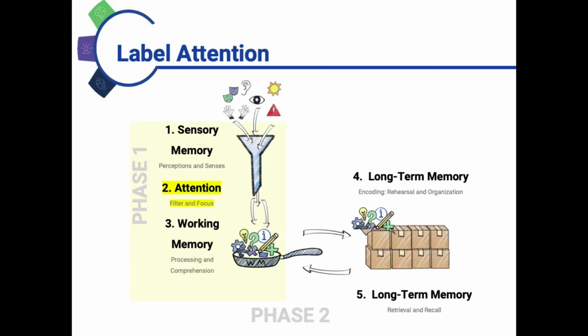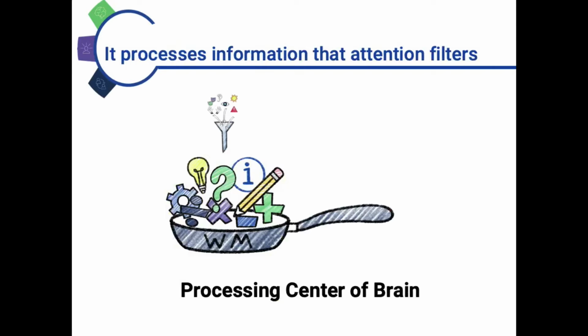Now, working memory is the processing center of the brain, and I like to think of working memory like a frying pan. Just like a frying pan is where we cook up a meal or cook up food, working memory is the place where we cook up information or cook up memories. And just like a frying pan, it's limited. It can only hold so much information. So incoming information comes in through the attention filter, it prioritizes, it says, oh, this is important, and all of that information lands in working memory.